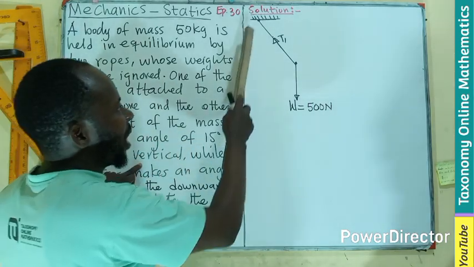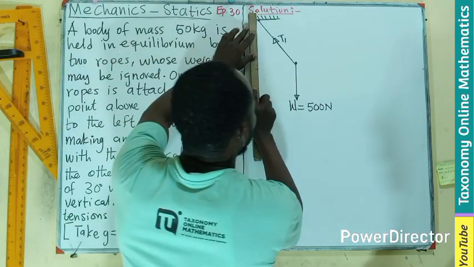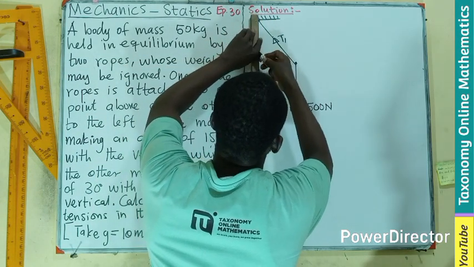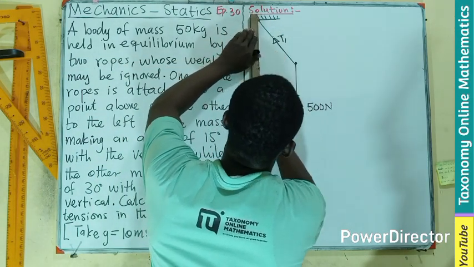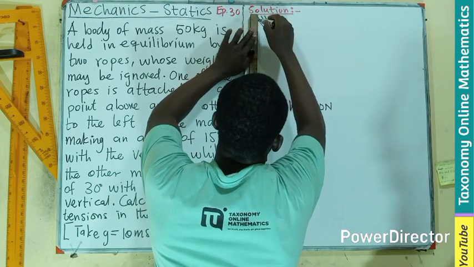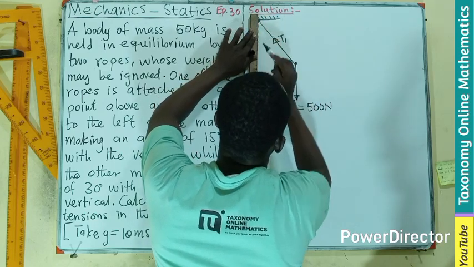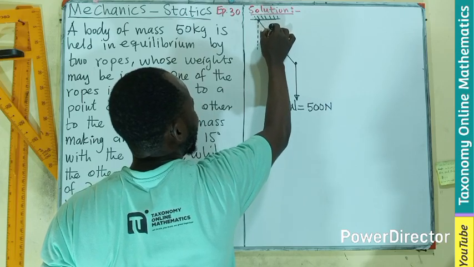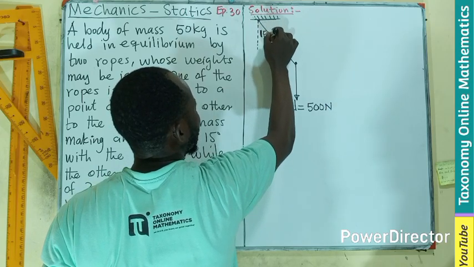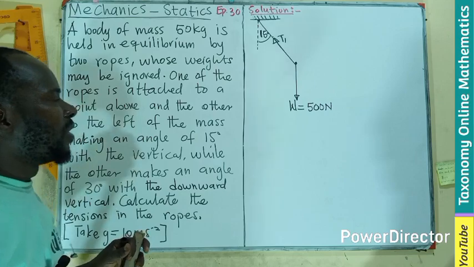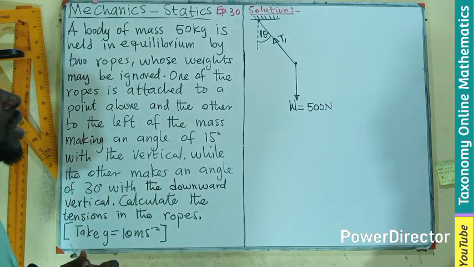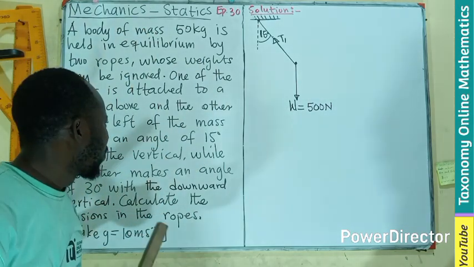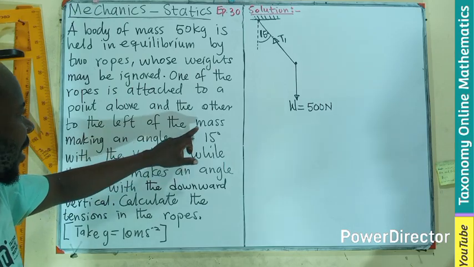What will be the vertical? Do we have any vertical line there? We have to introduce a vertical line. If I introduce a vertical line, I should have that place having a 15 degree angle. If that is 15, the opposite will be taken from 90.